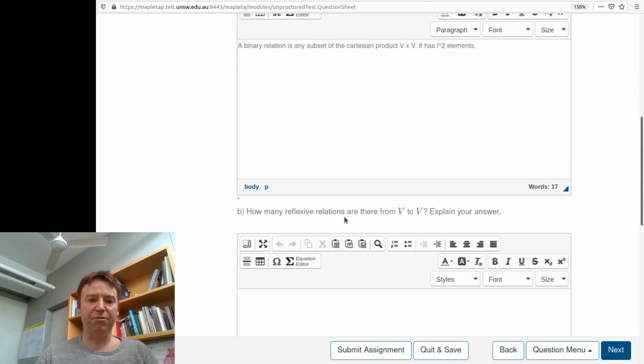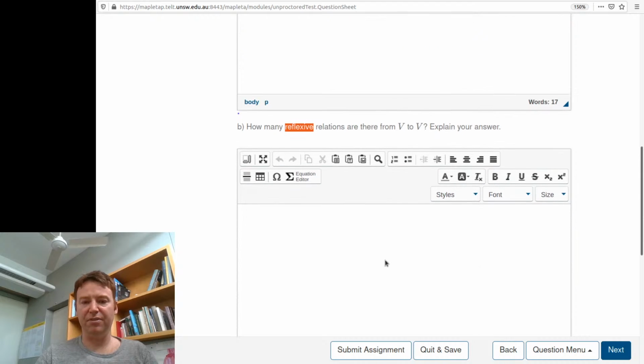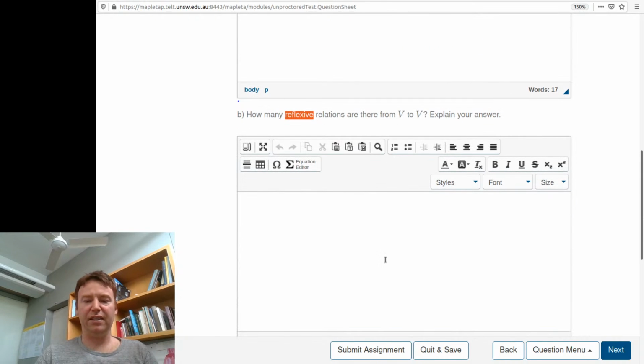How many reflexive relations are there from V to V? Ooh, that's tasty. How many of these are reflexive? So that means you've got at least L elements: 1 related to 1, 2 related to 2, 3 related to 3, and so on. So your relations have at least those L elements in it, and then potentially a bunch of other stuff.